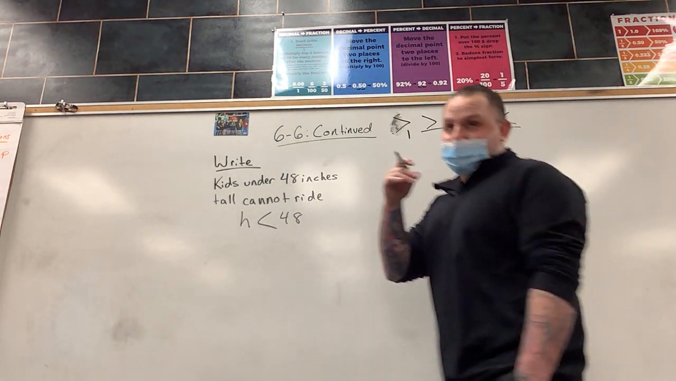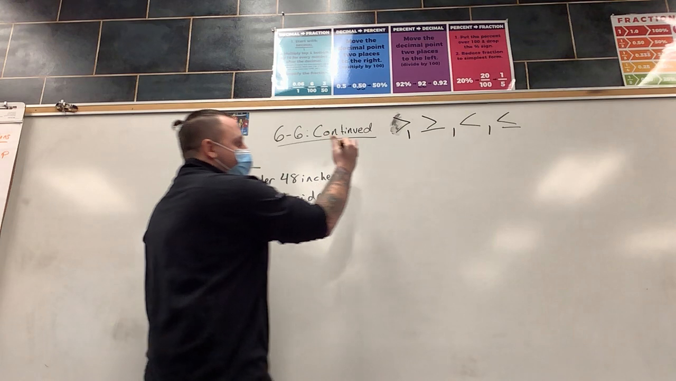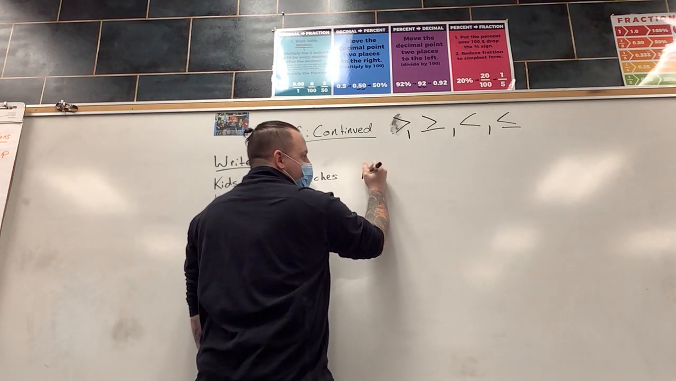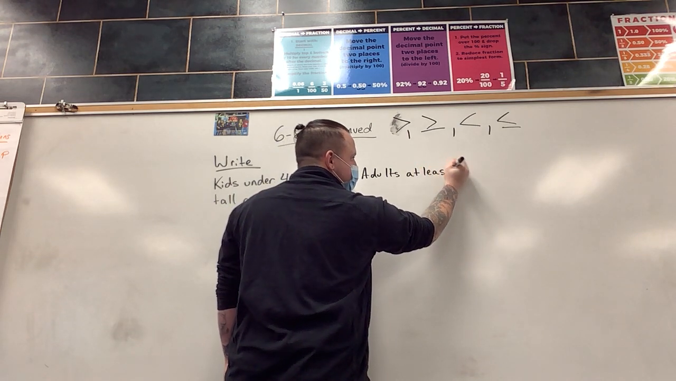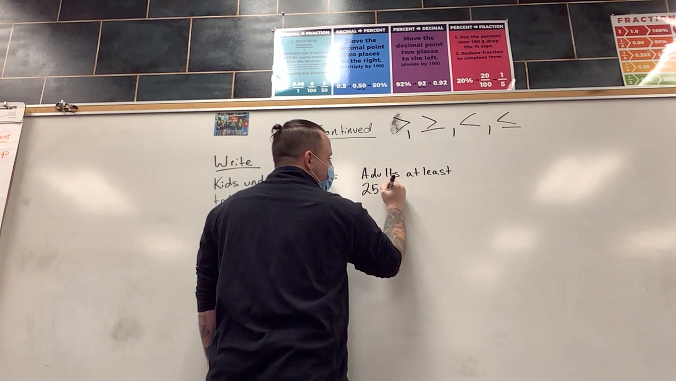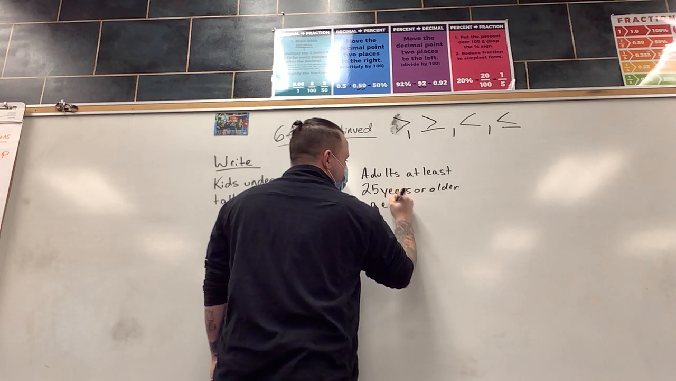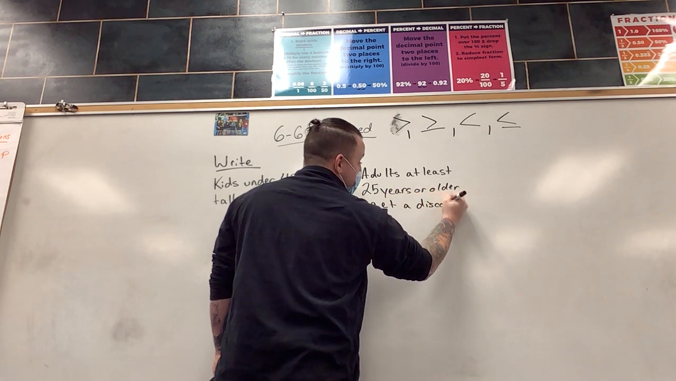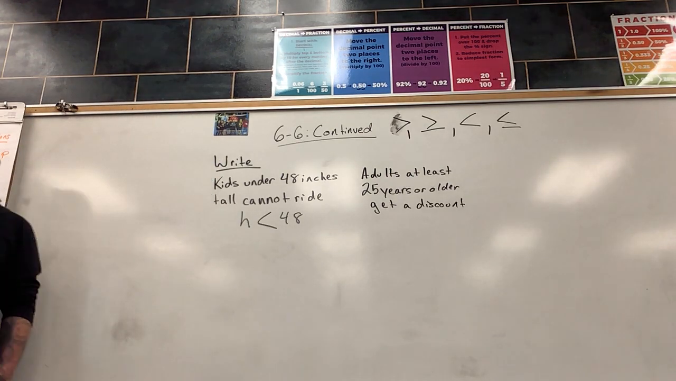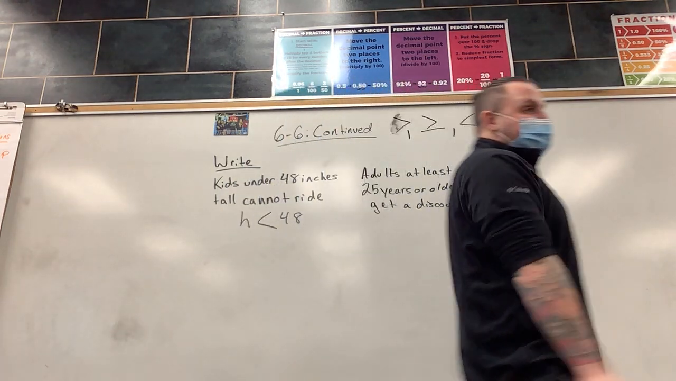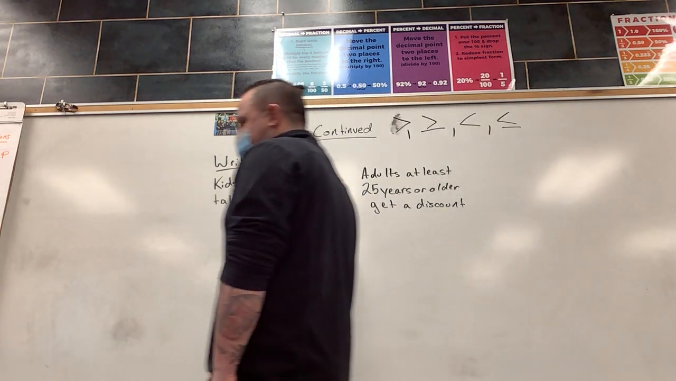So it seems like we need one more practice with this. Ready? Do another one. Adults at least 25 years or older get a discount. And that is true. Car insurance is a big pain in the rear end, but when you turn 25, you get a discount. So adults at least 25 years or older get a discount. I didn't need to throw that or older in there, but I did anyway.